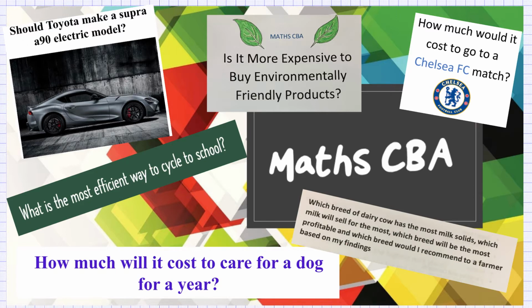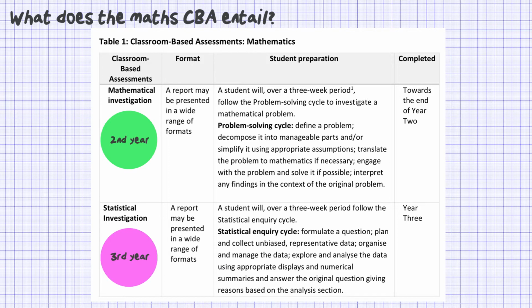Okay, so you can see there's loads of different ideas. How much would it cost to care for a dog for a year? Should Toyota make a Supra A90 electric model, right? It's just a few different ideas there. So that's just to get you thinking. And now we'll have a look at what it entails, right?